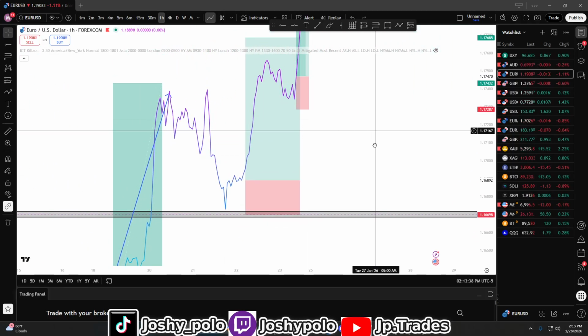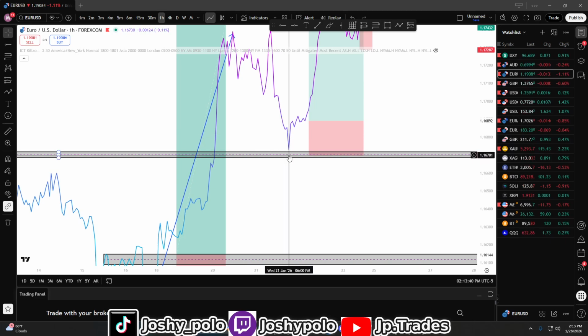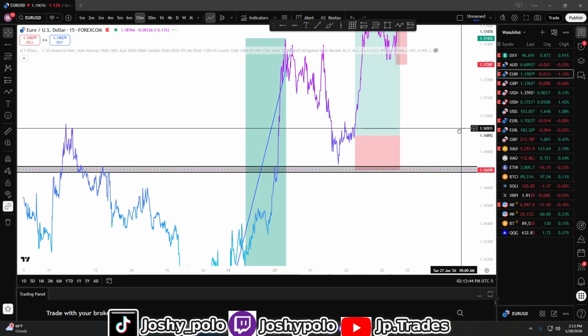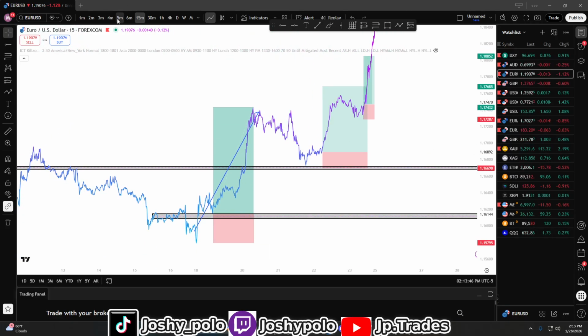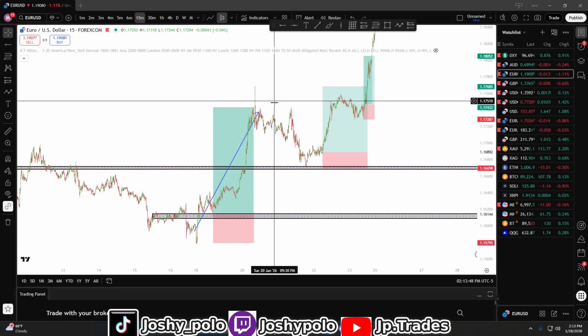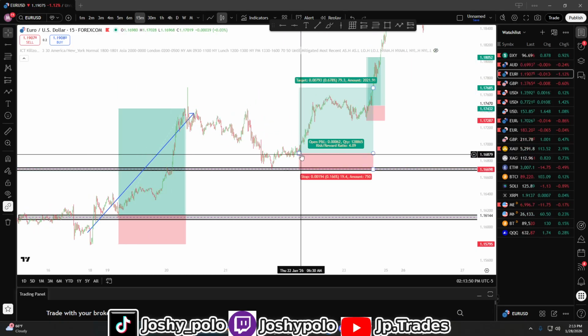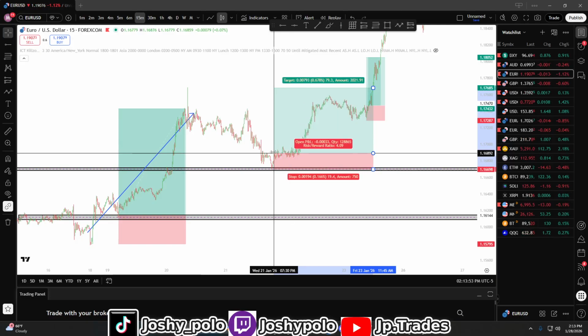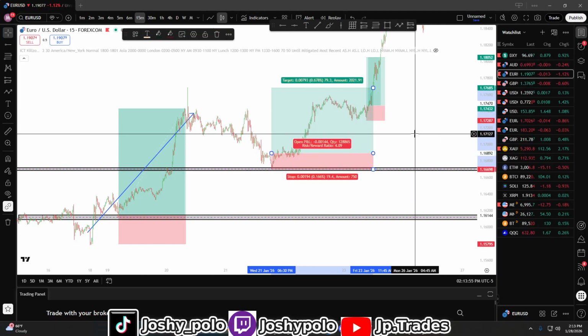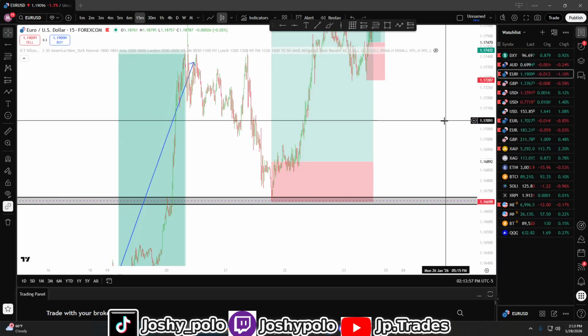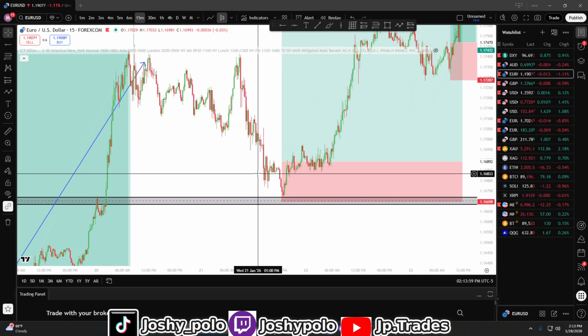Now that we're above this level, we're looking for it to touch it and then go up. And that's exactly what it does. So this is how we get our entry. We're going to go here. Once it touches into the zone, we're entering off a 15-minute break of structure, on the 15-minute time frame.